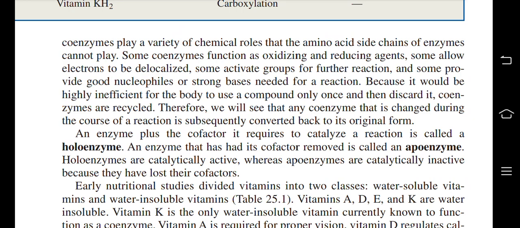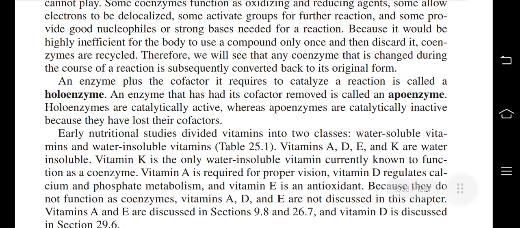Because it would be highly inefficient for the body to use a compound only once and then discard it, coenzymes are recycled. Therefore, we will see that a coenzyme that is changed during the course of a reaction is subsequently converted back to its original form. An enzyme plus the cofactor it requires to catalyze a reaction is called a holoenzyme. An enzyme that has had its cofactor removed is called an apoenzyme. Holoenzymes are catalytically active, whereas apoenzymes are catalytically inactive because they have lost their cofactors.